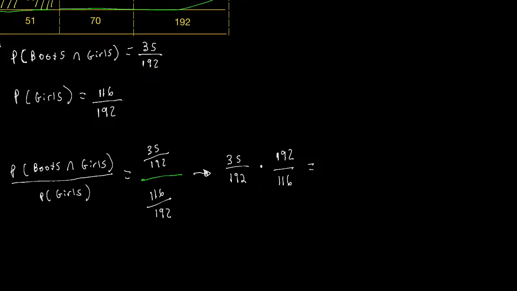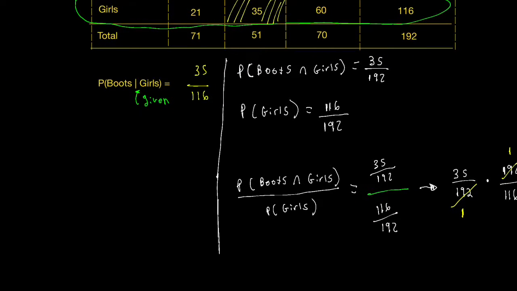Now here I'm going to use a math trick. When we're multiplying fractions and it turns out that you have something similar on the top and something similar on the bottom, you can actually cancel those out. So we can cancel the 192 and the 192 there. So these just become ones. So 35 times 1 is 35, and 1 times 116 is 116. After looking at this for maybe 2 or 3 seconds, you should realize that 35 over 116 is exactly the same probability we calculated when we had a certain condition.